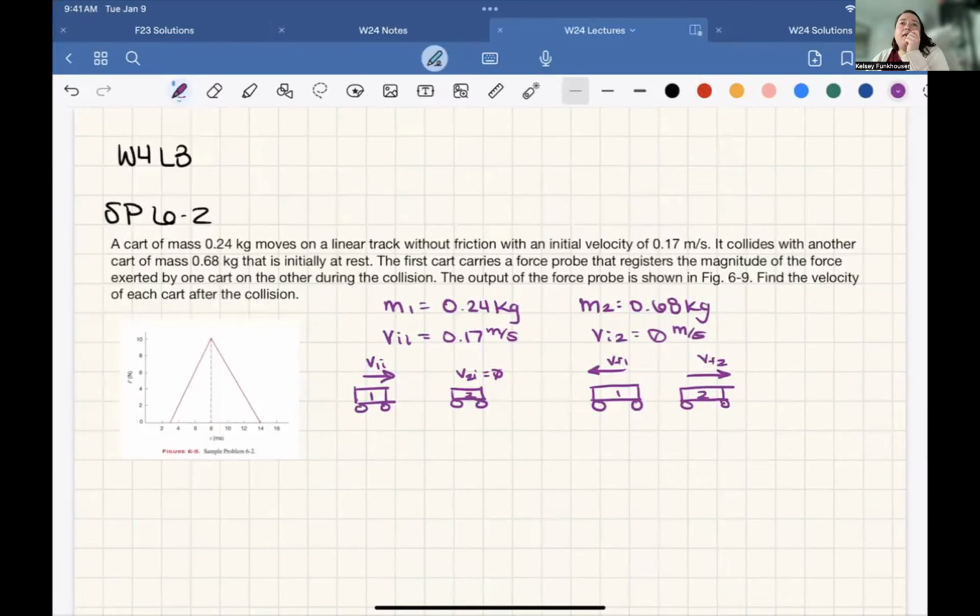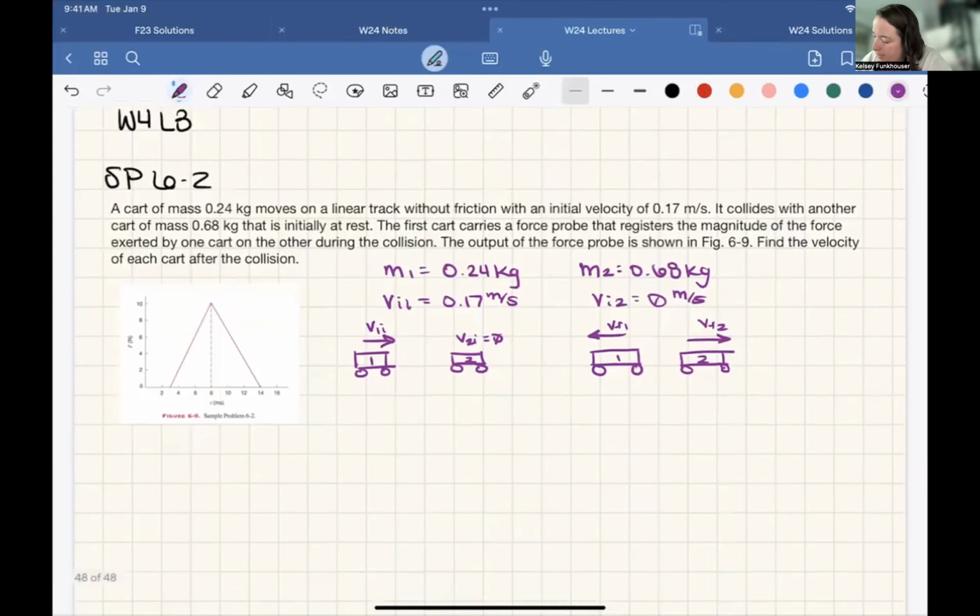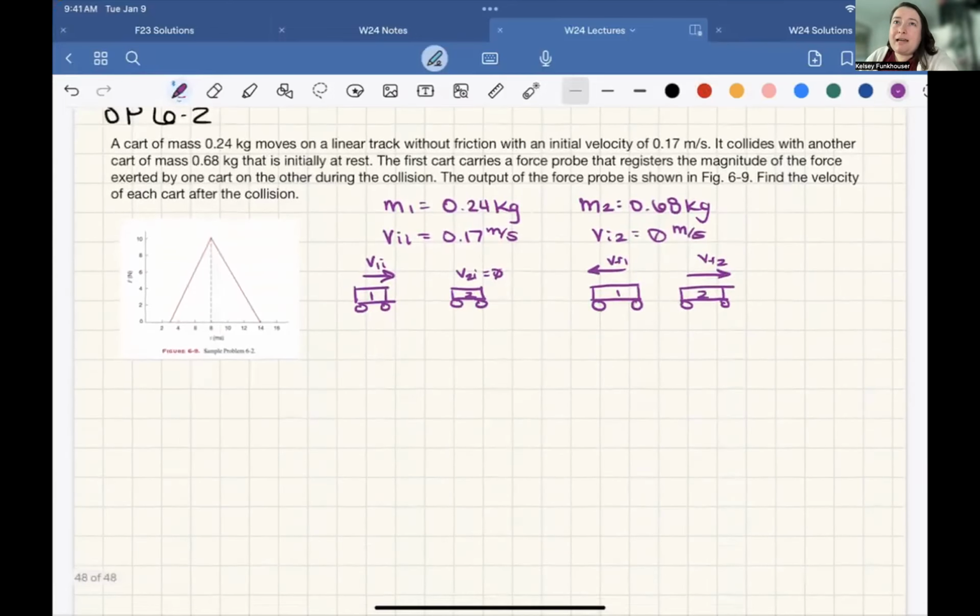Okay. Now I also just want to draw us free body diagrams of the actual collision. So when they collide with each other, 2, 1.